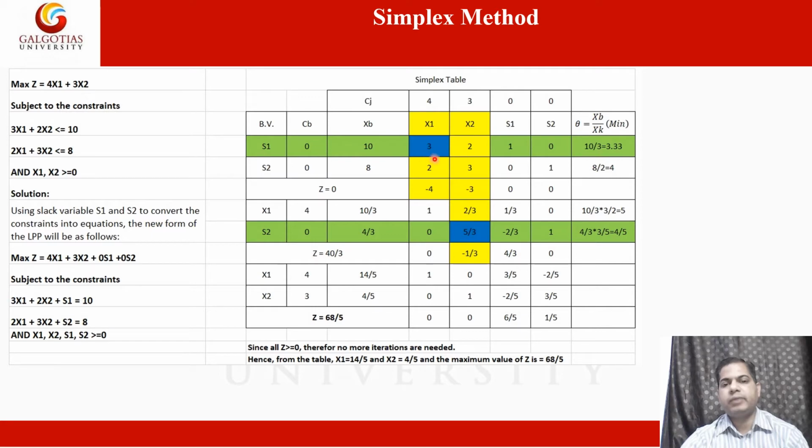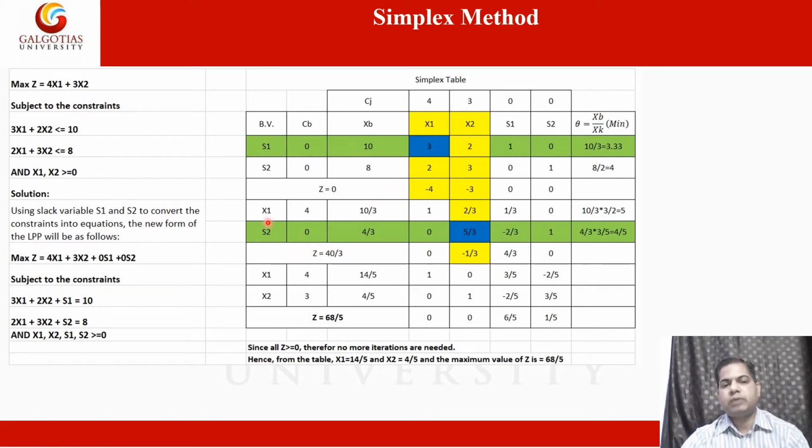So 10 divided by 3 comes out to be 3.33, and 8 divided by 2 comes out to be 4. Here we have to consider the minimum value of theta. So out of these two values, 3.33 is my minimum value. So this row is my outgoing row, and this column is my incoming column. That means x1 will be my incoming variable and s1 will be my outgoing variable. So in the next table, s1 will be replaced by x1.